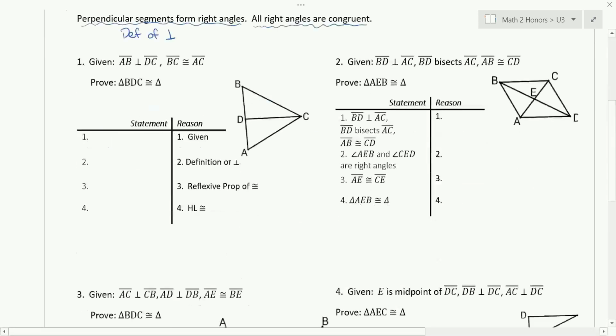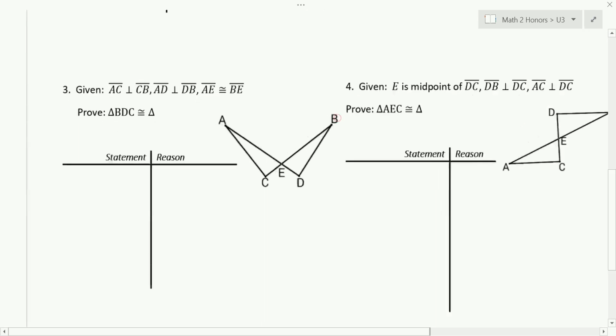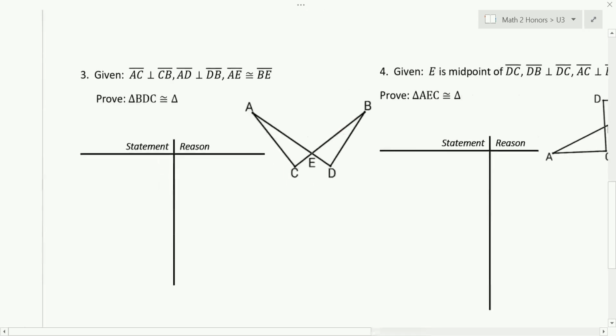And I'm going to demonstrate that with you in number 3 here. Okay. So number 3, we have AC is that upside down capital T means perpendicular to CB. And so I'm going to put a little 90-degree angle there. AD is perpendicular to DB. I'm going to put another right angle there. And AE is congruent to BE. That's the given. I'll write that out.